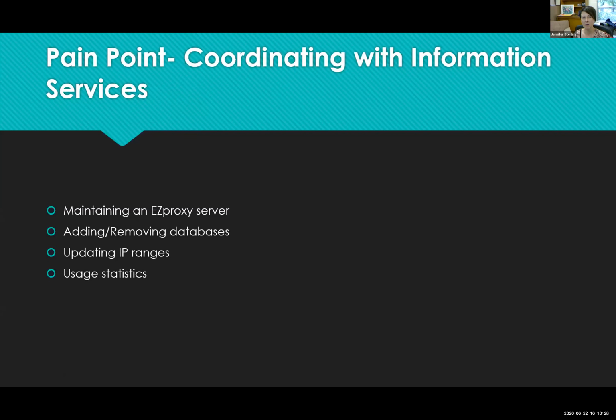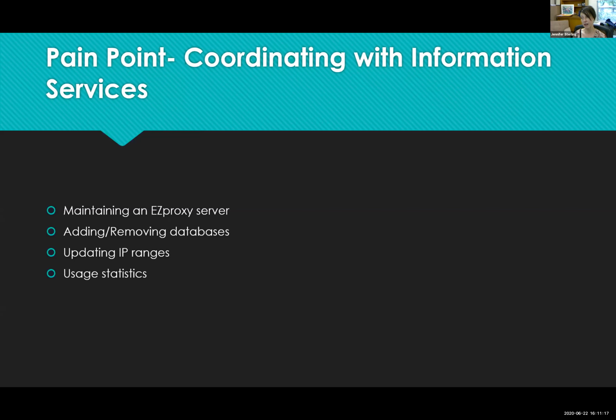So one of the pain points with trying to authenticate users to our databases and library services, before we had OpenAthens, was that we were trying to maintain an EZproxy server, and we were coordinating with information services. And our information services folks are great. We have a great relationship with them, so I'm not saying anything disparaging against those folks, but they are also a very, very small staff over there. So every year, it's a two-way street when you're trying to maintain an EZproxy server.